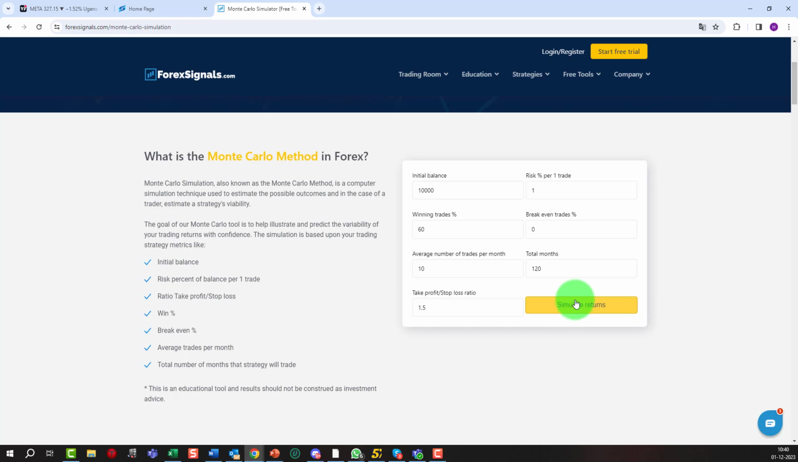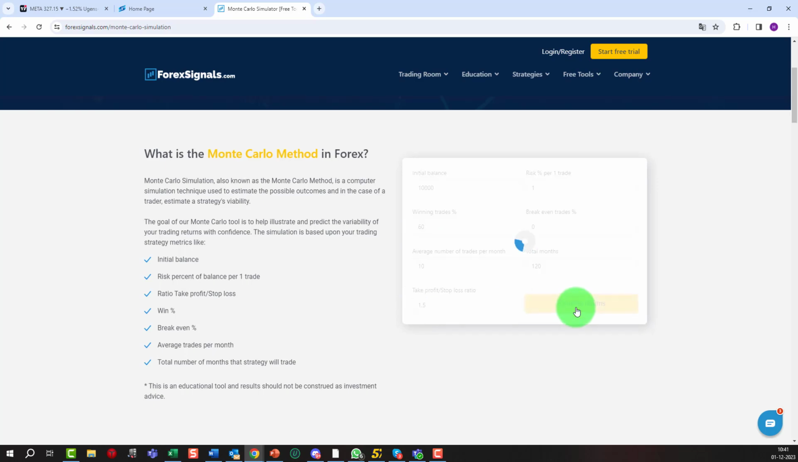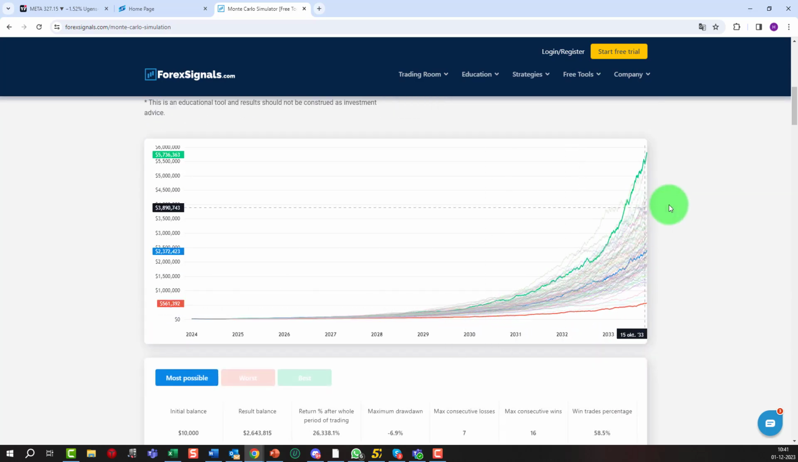Now what we can do here is that when I press simulate returns, it starts to make a very high amount of different statistical simulations. Like it is flipping a coin hundreds and hundreds of times, just with us not having a 50-50 chance, but a 60-40 chance, where the winners will be 1.5 times our losers. Let's try and take simulate results. It is chewing on the numbers here, and you can see this is the span of results here over 10 years.